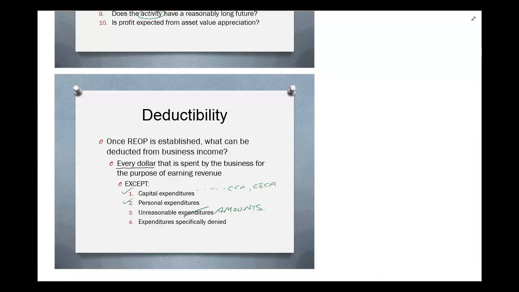And then the broadest category, the most important category, is these specifically denied things. Okay, and we'll get to those just now.